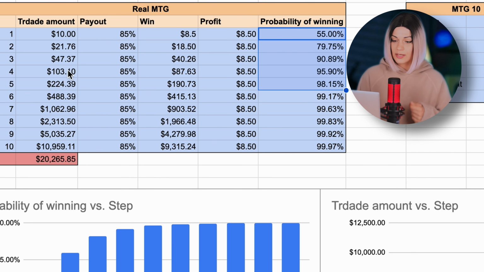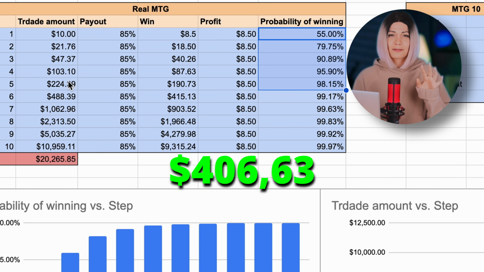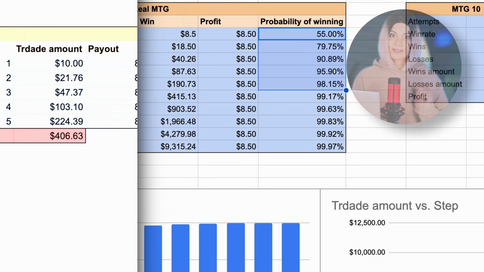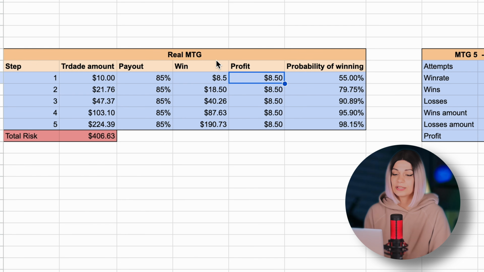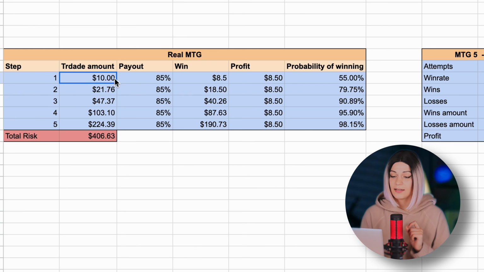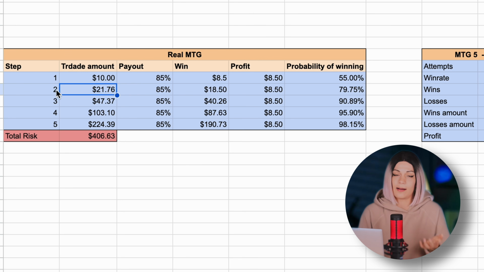So 10, 21, 47, 103, 224, you see it on the screen. That's how much money you need for those 5 steps. That means that my martingale table would look something like that. So we have 5 steps. The first one is 0 martingale. The second one is double martingale, right? And so on and so forth.